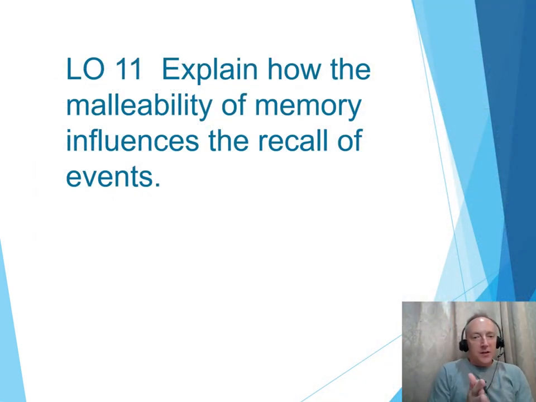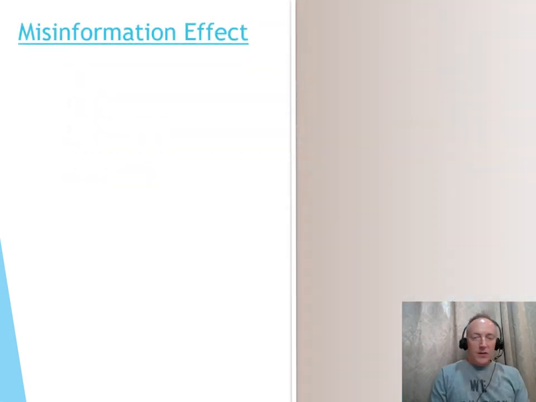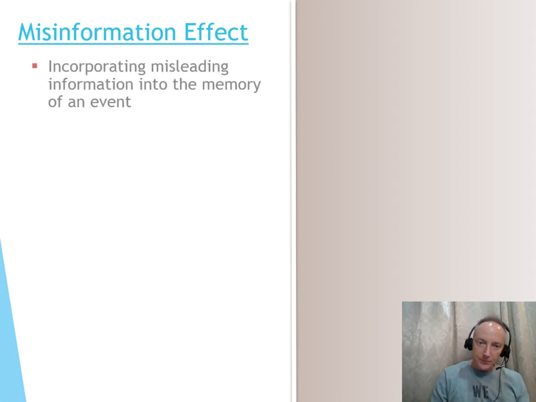All right, the next objective is to explain how memory is malleable. So one of the easiest ways to demonstrate the malleability, the changeability of memory is by talking about the misinformation effect. This, again, is the work of Elizabeth Loftus, one of the memory researchers you saw in the video at the beginning of this chapter.